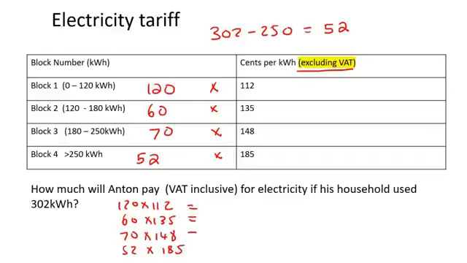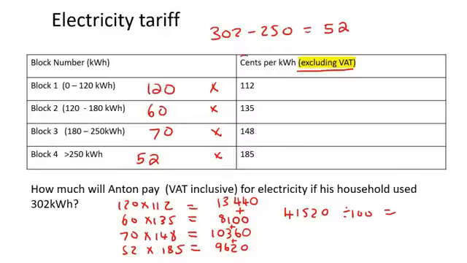I'll quickly get the totals for us. Now, if we add up all of these numbers, so we're going to add this one and this one, and so that gives us 41,520. Then we can divide that by 100 because that's in cents, but we want it in rands. So that would be 415 rand and 20 cents, but that's excluding VAT.